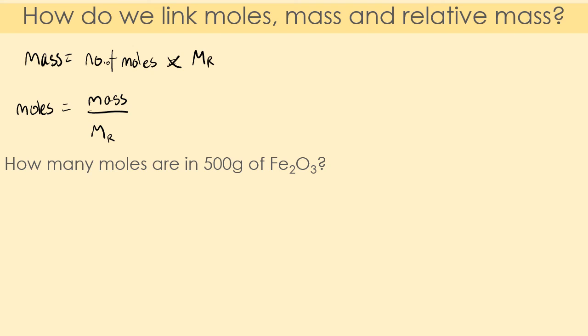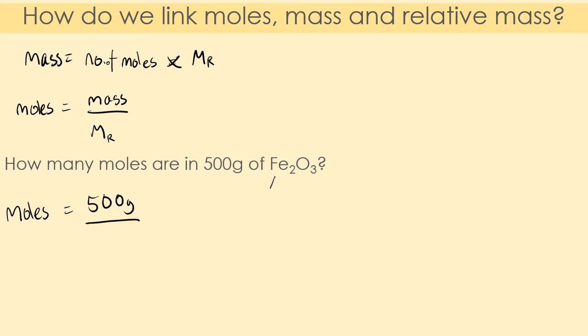So this question here, how many moles are in 500 grams of Fe2O3, so iron oxide? So luckily, I'm going to use my equation. This one here. My moles is mass divided by MR. So I'm going to have my moles equals my mass, which is 500 grams. Easy. Divided by my MR. A little bit trickier. I need to work this out. I need my periodic table.